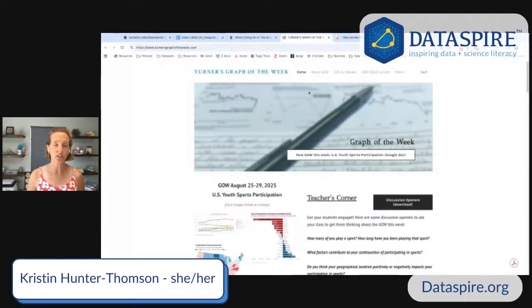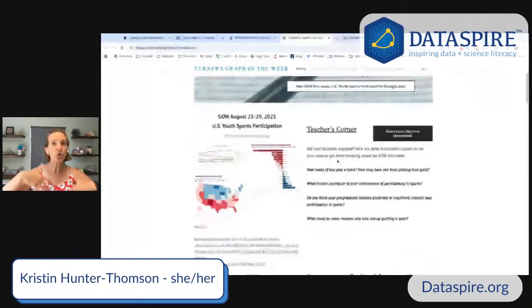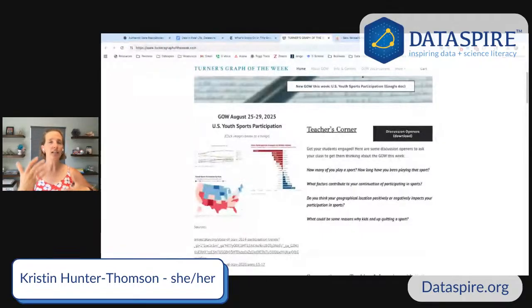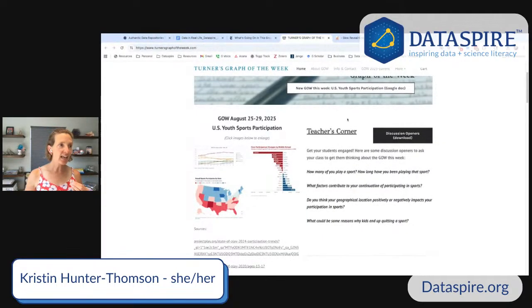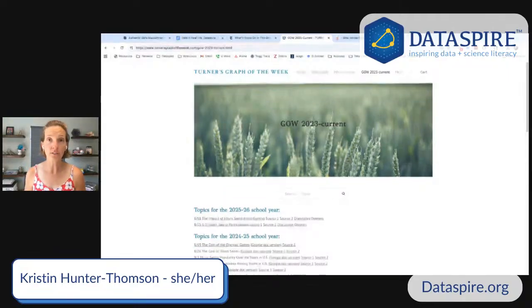Another great place to look is Turner's Graph of the Week. Shout out to the classroom teachers. So Turner's Graph of the Week is put together where she pulls a graph each week that different students can engage with and think about and work through. Again, a fantastic treasure trove of each week. There are new things coming in, so a great resource to be aware of as you're starting this new school year.